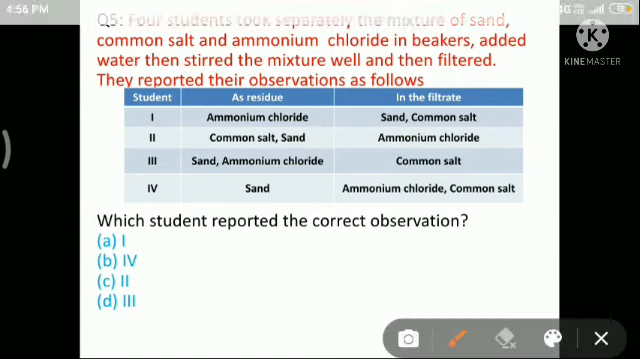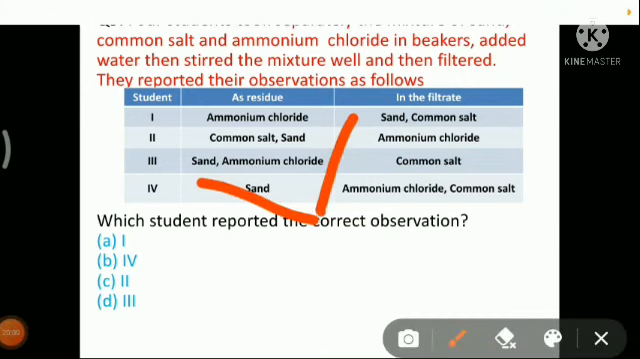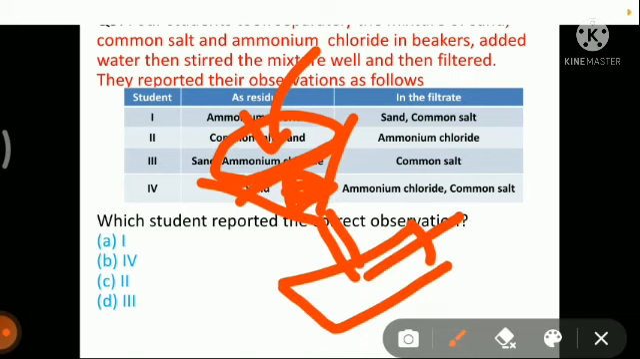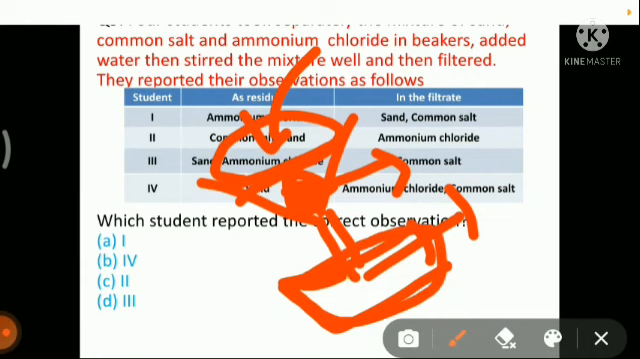Whenever we filter anything, suppose this is a funnel. When we filter, some things will be left here, and we will get liquid here. The things which are left here, which cannot pass through, are known as residue. And the things which are obtained as a liquid, or which are present in the solution in a liquid, are known as filtrate.